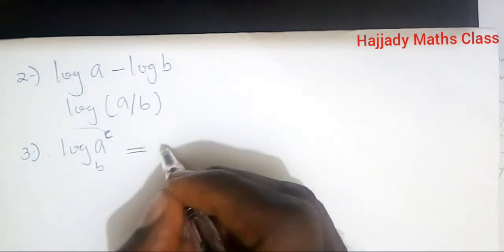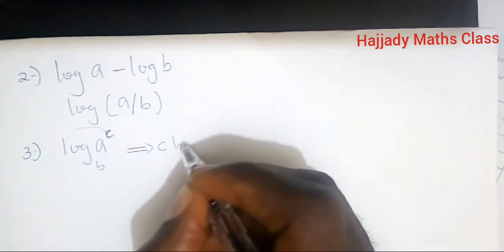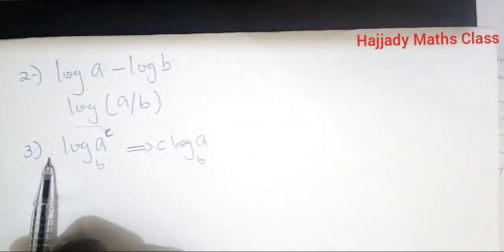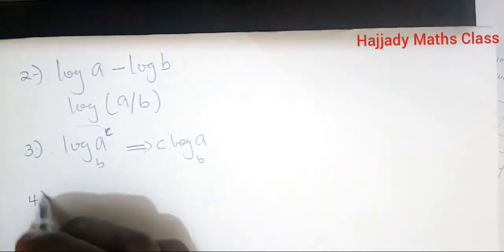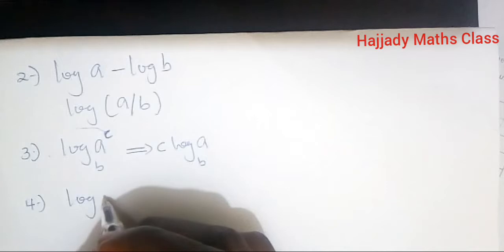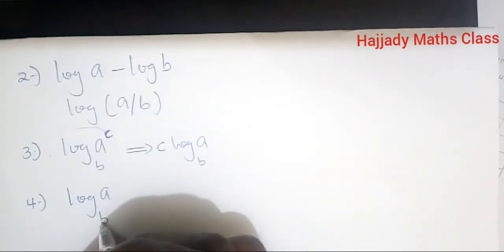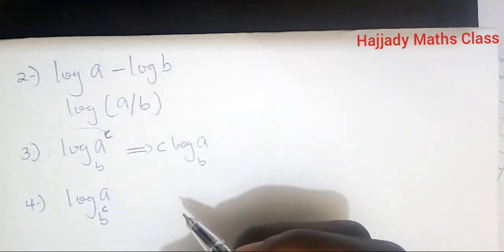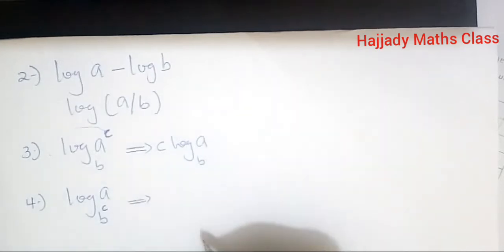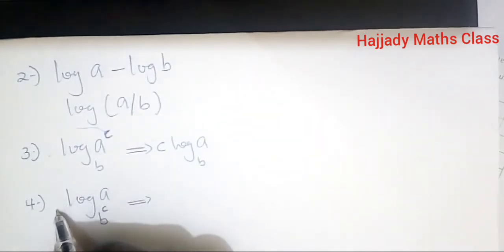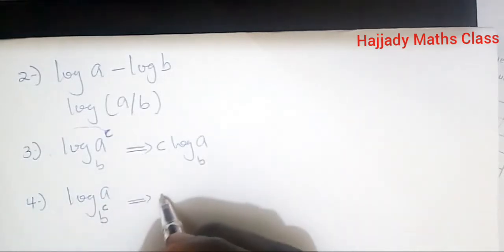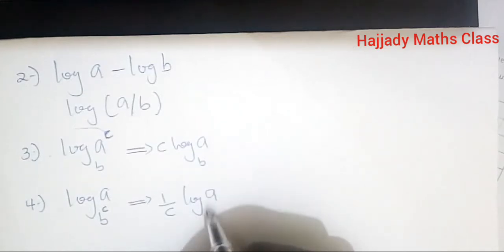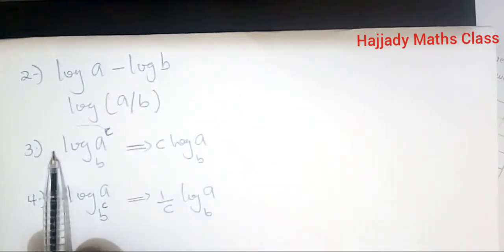The fourth one is when we have log of number a, where the base is having the exponent this time around. It is the base that is having the exponential form this time around. In this case, the exponent coming to the back will be in form of reciprocal. That is, this will be 1 over c log a base b. You can see the difference. In this case, it came to the back, but in this case, it is going to be in form of reciprocal.